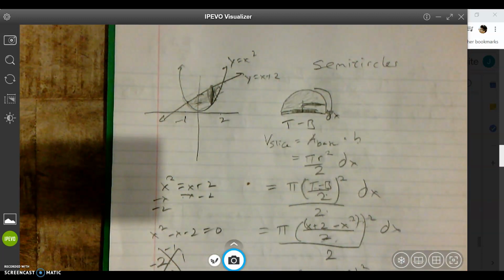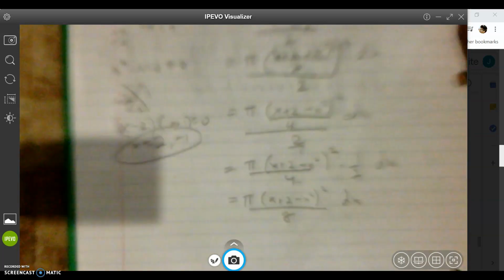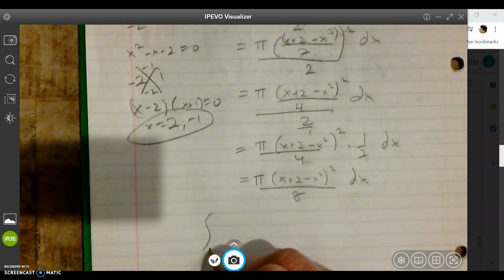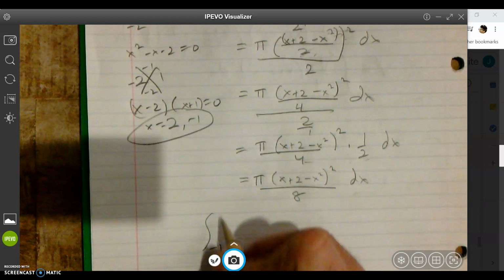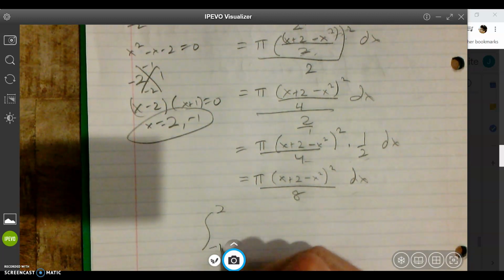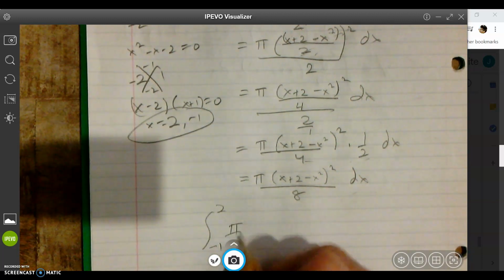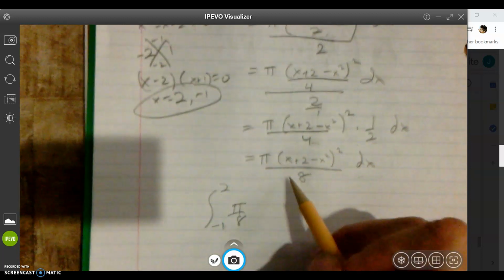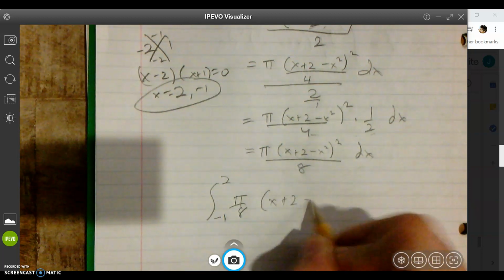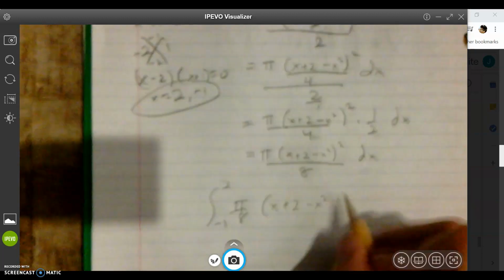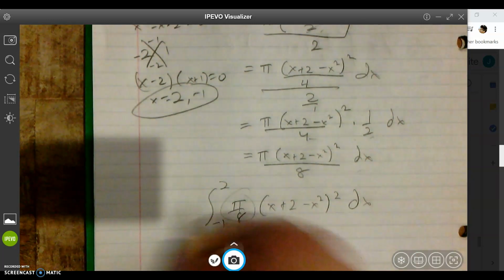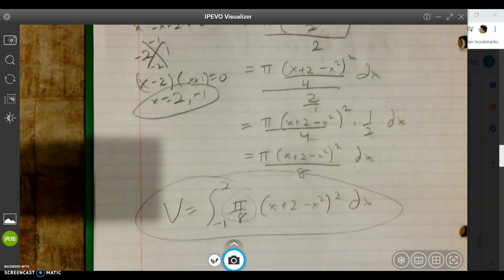Hopefully you got that. All right, let's sum it all up now with one big integral. The accumulation of all of those semicircle slices is the area between negative 1 and 2. So the volume is the integral from negative 1 to 2 of pi over 8, times x plus 2 minus x squared dx. And then you can put the pi over 8 on the outside since it's a constant. So the volume equals, there we go.